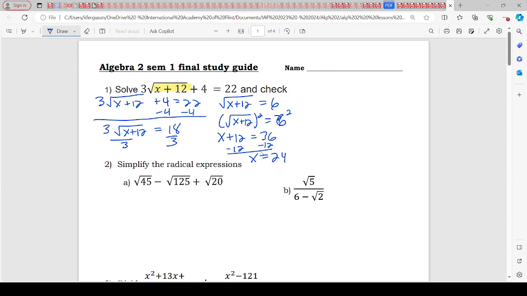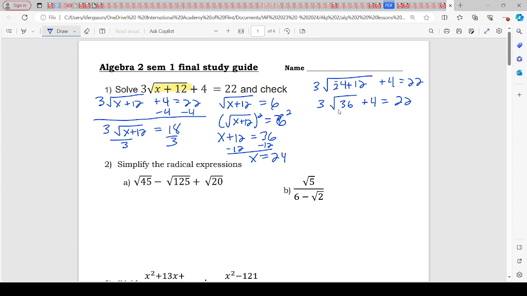So now the check is I take that 24 and plug it back into the original expression that I got. So 3 times the square root of 24 plus 12, that's a 24, not a 29. Let's just erase that because that looks ugly. Okay. 24 plus 12 is 36. So I got 3 times the square root of 36 plus 4 equals 22.